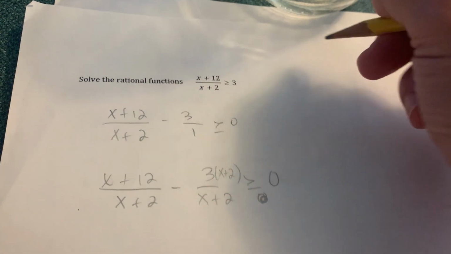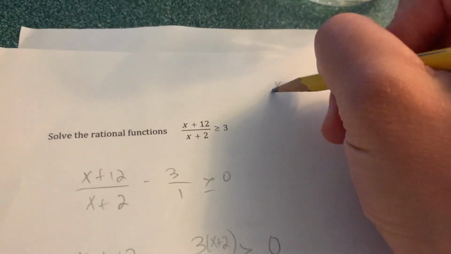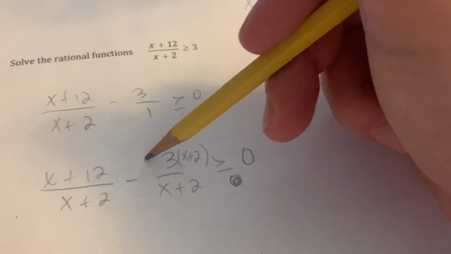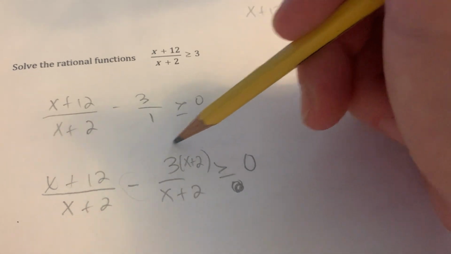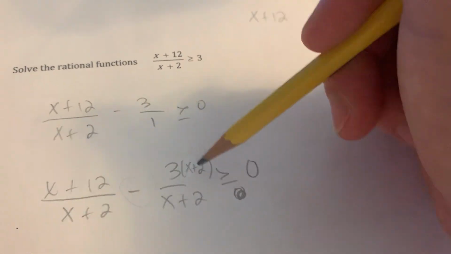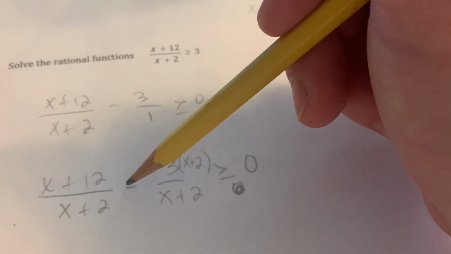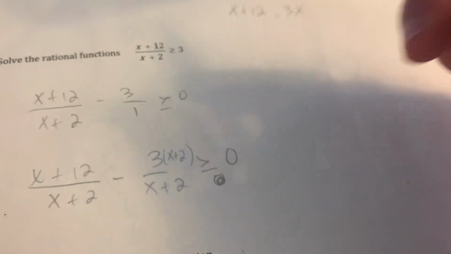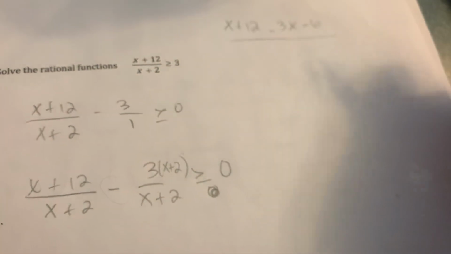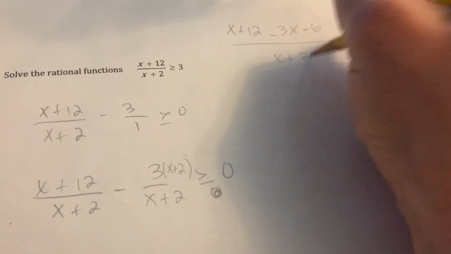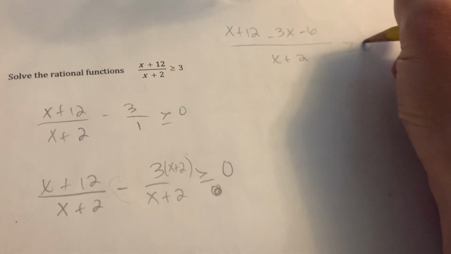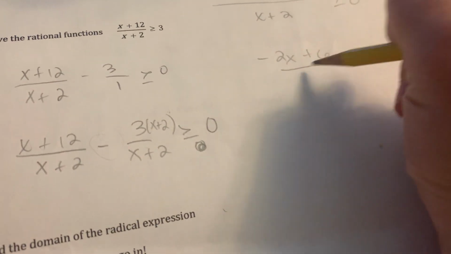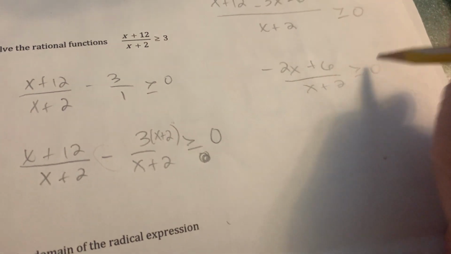Okay, so going over here, x plus 12. That's technically a negative 3, and then you times x. You can distribute the 3 and then distribute the negative, but let's just do it all in one fell swoop. Negative 3 times x is negative 3x. Negative 3 times 2 is negative 6. All over x plus 2 is greater than or equal to 0. So we have negative 2x plus 6 over x plus 2 is greater than or equal to 0.